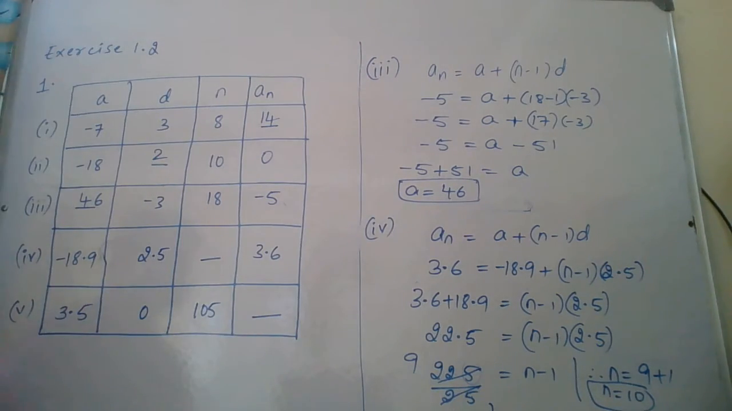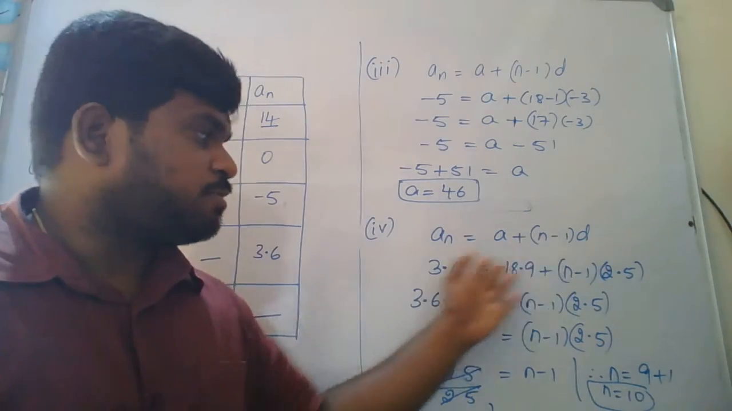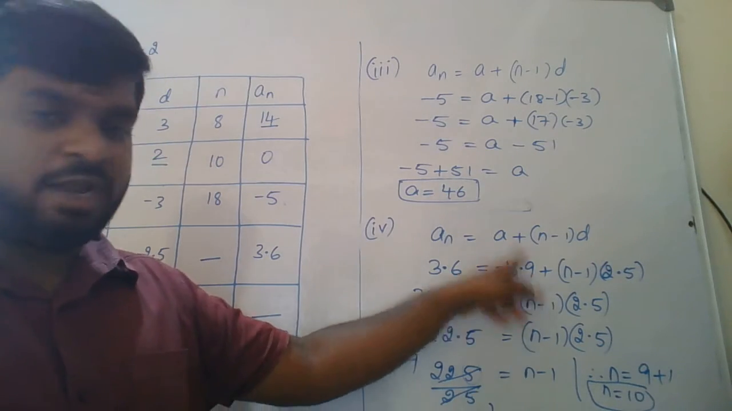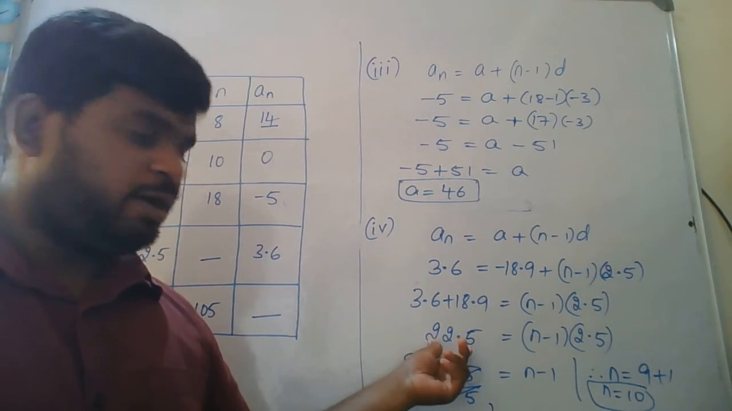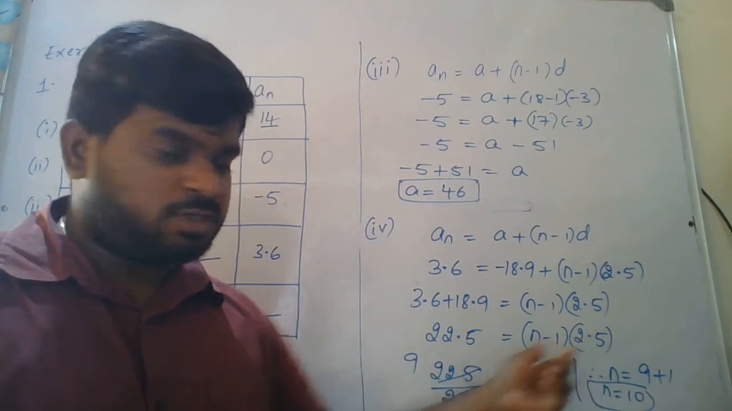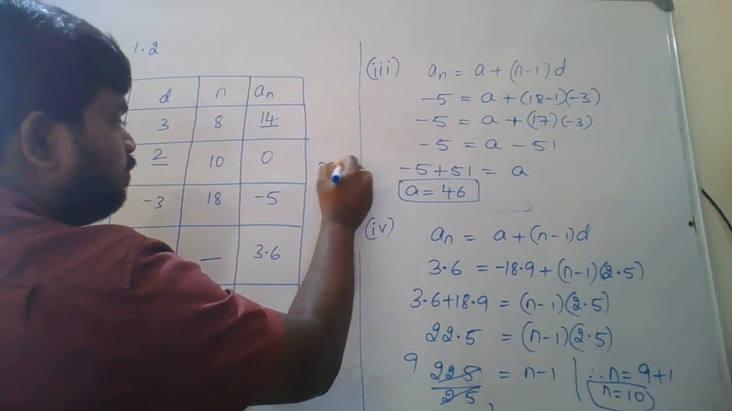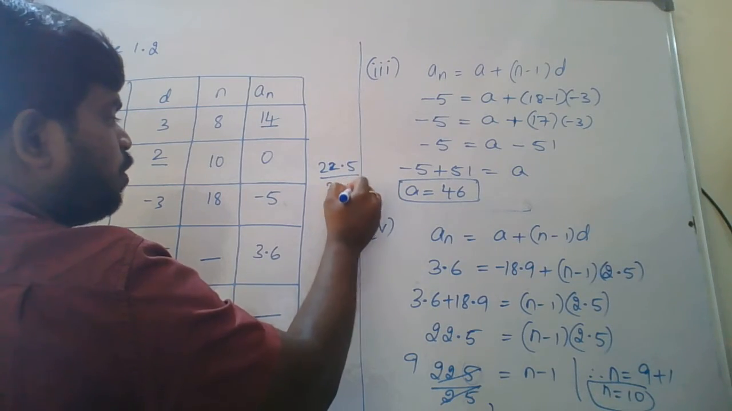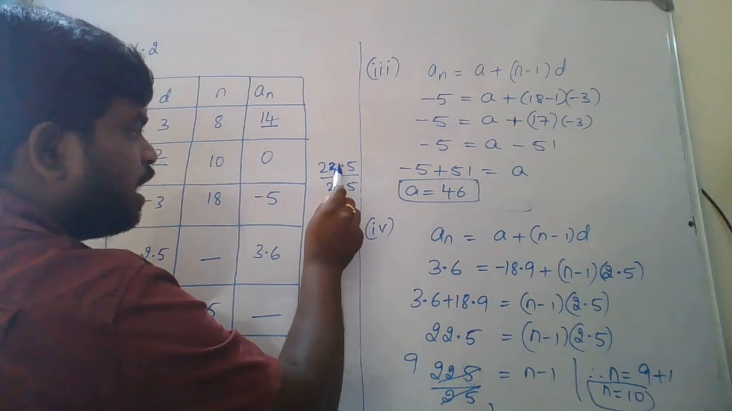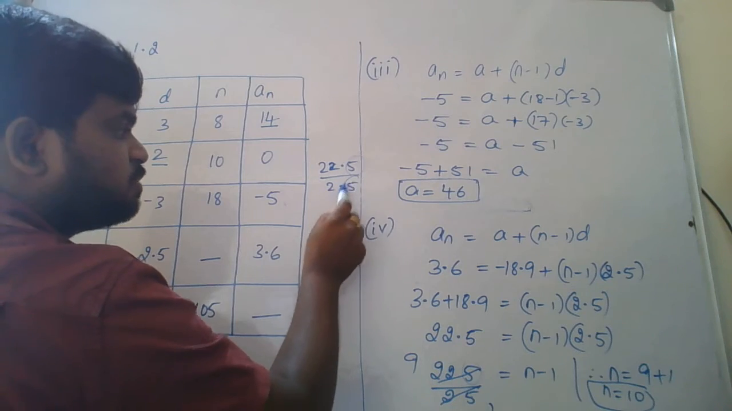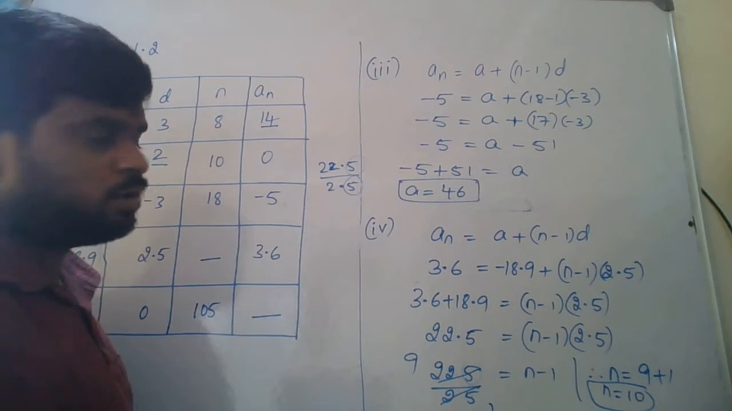I hope this is clear. Very simple. We took the formula, substituted the values, moved minus 18.9 to the other side. We added it, we got 22.5. Transpose this now, 22.5 by 2.5. If you observe carefully, after decimal there is one digit, after decimal there is one digit. So directly you can do it.